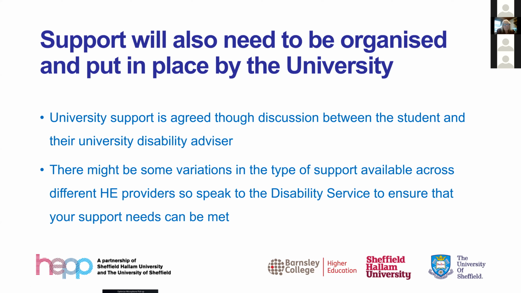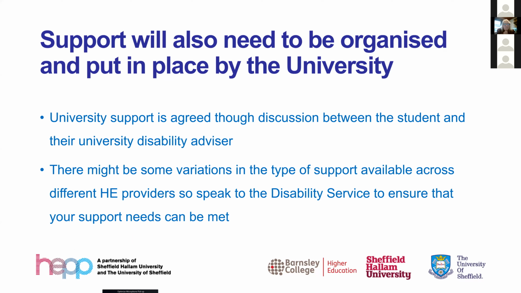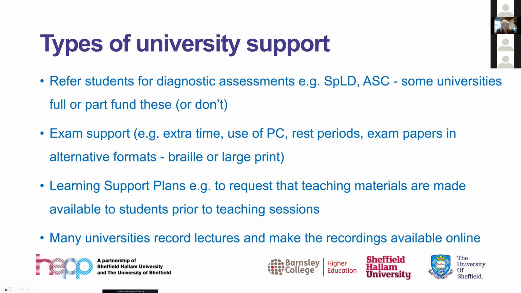The university would also be able to put in place a learning support plan. So this is the way in which the disability service communicates with your academic department to make recommendations for how the department should support you at university. So for example, we might request that presentations for lectures are made available to you in advance of the teaching session so that you can, for example, print them off, take them to the lecture and then make some notes when you're in the lecture so that there are fewer notes that you need to make.